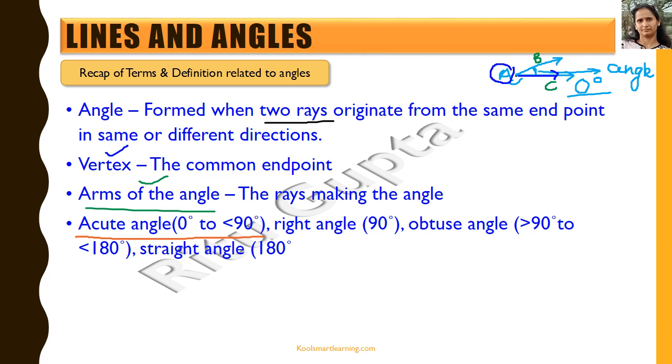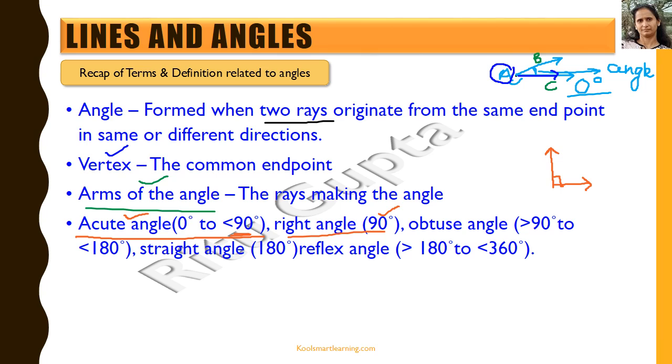Now acute angle. Acute angle is when the angle formed between the two rays is between 0 and 90 degrees. So we are saying less than 90 degrees and more than 0 is called an acute angle. Right angle is when the angle is exactly 90 degrees. When the angle formed between the two rays is 90 degrees, that is called a right angle.